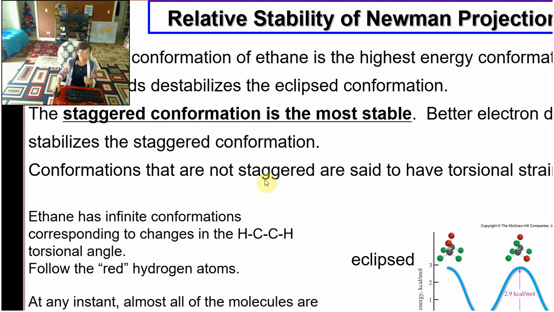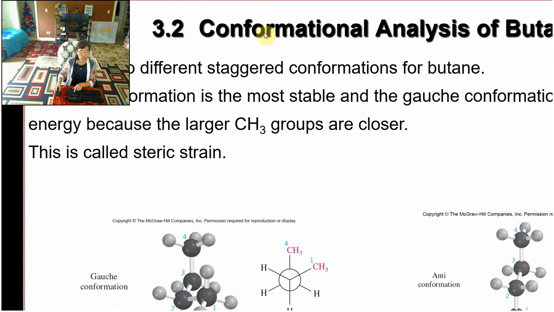The conformation which is not staggered, normally you are going to be subject to the torsional strain. So in this diagram, the red colored hydrogen is the one you are going to rotate. So again, between the staggered and the eclipsed structure, you have about 12 kilojoules per mole difference in energy. Again, the staggered structure is more stable. Now, conformational analysis for butane.